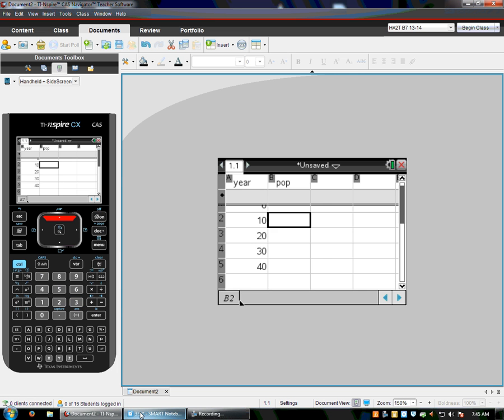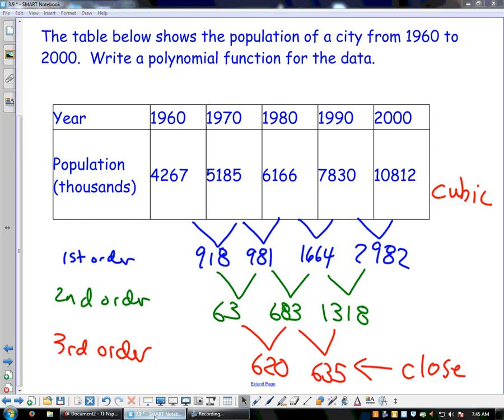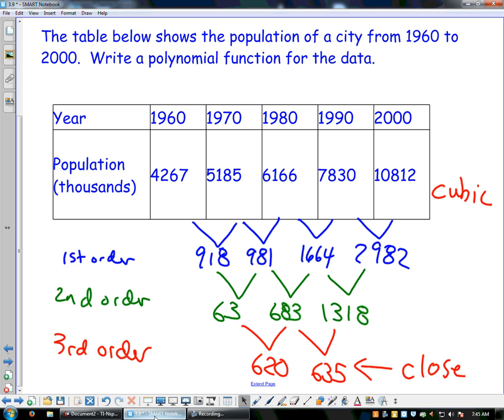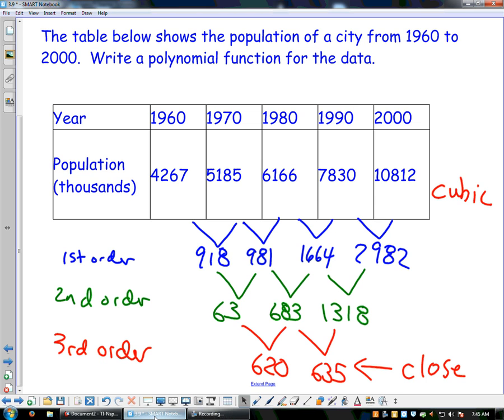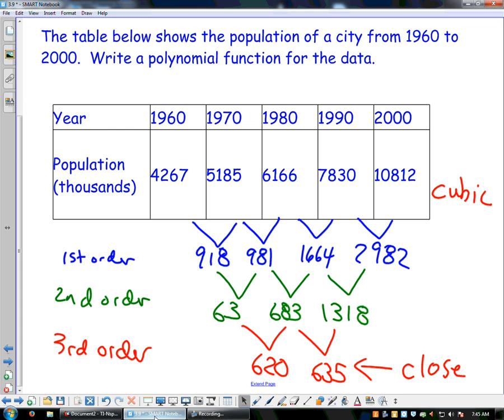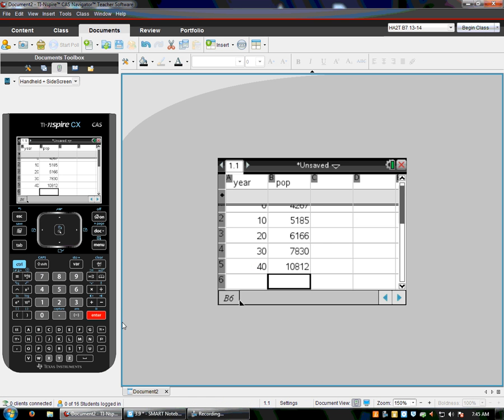All right, and then we go over here and we have 4,267, 5,185, 6,166, 7,830, and 10,812. All right, and at this point, we are going to do cubic regression on this.